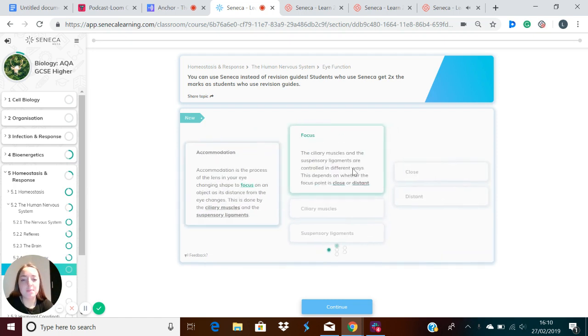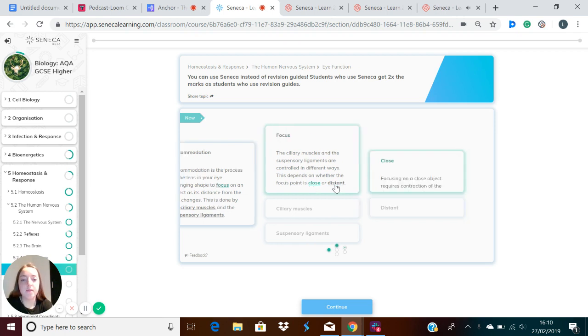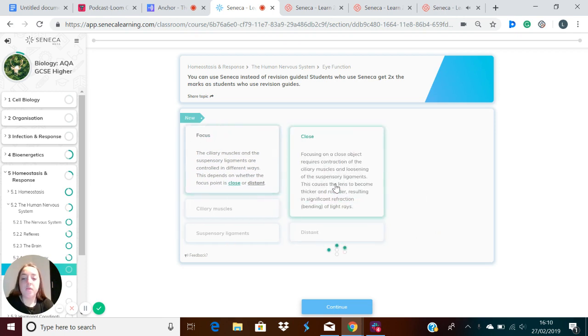So what does focus mean? The ciliary muscles and the suspensory ligaments are controlled in different ways, and this depends on whether the focus is close or distant. So, if the focus point is close, this will require contraction of the ciliary muscles and loosening of the suspensory ligaments. This causes the lens to become thicker and rounder, resulting in significant refraction, which is the bending of light waves.